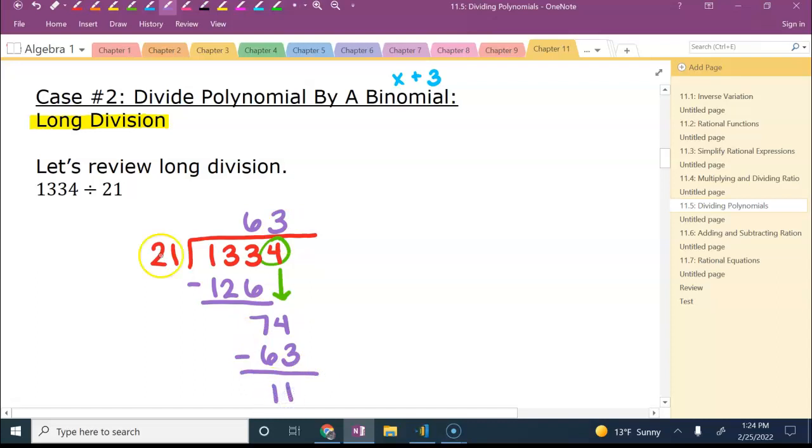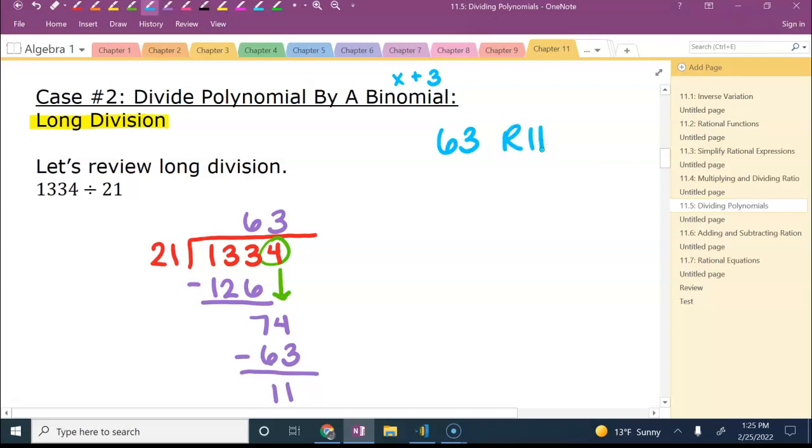Now, 21 can't go into 11. There are no more numbers for me to bring down in the long division because I've already brought down the 4, so I'm at the end of this number here. So this 11 would be known as the remainder. There would be times that when you first learned about this, you would maybe have written it like this: 63, capital R for remainder, 11.